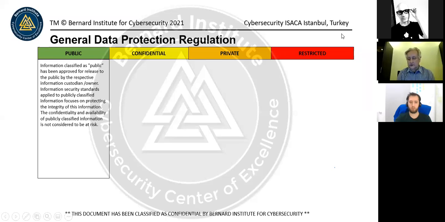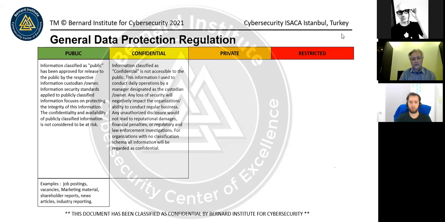Public information, of course, is information that's being released to the public. A number of examples of that: marketing material, shareholder reports after they've been approved by the board might be released, any sort of news articles or industry reporting. Types of confidential information include any type of policies that don't include security standards. Any type of contracts or customer lists or budgets are probably kept confidential, so they're not to be shared with the public.